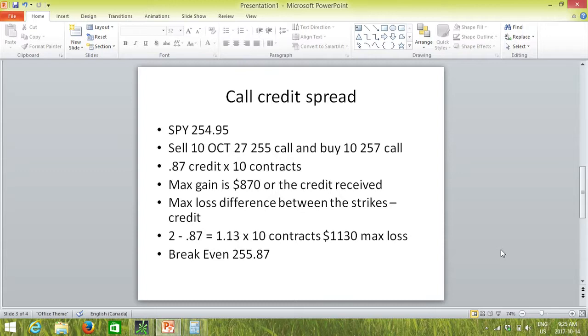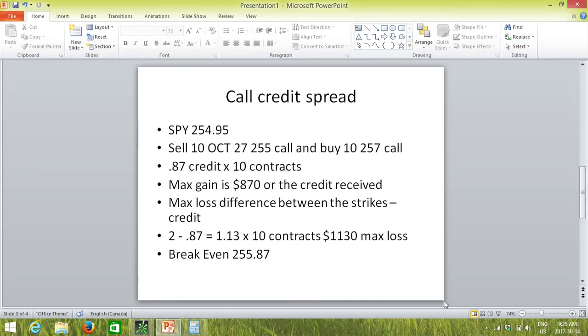Done deal. You only have to worry about it if it finishes between the strikes. If it finishes outside of the strikes, you don't have to worry about your max loss. You're capped out at that max loss of $1,130, but obviously that's your worst case scenario.